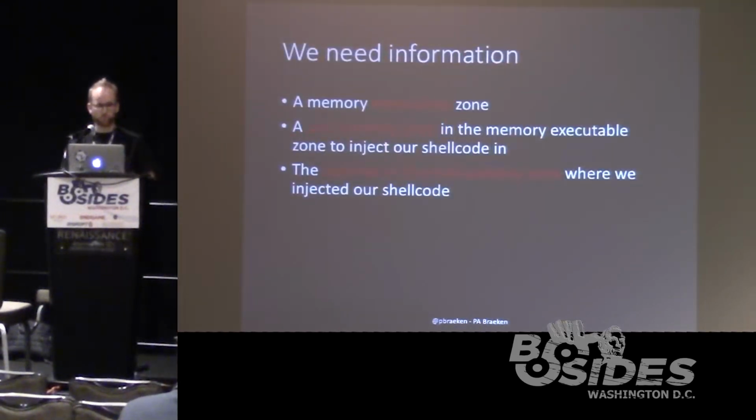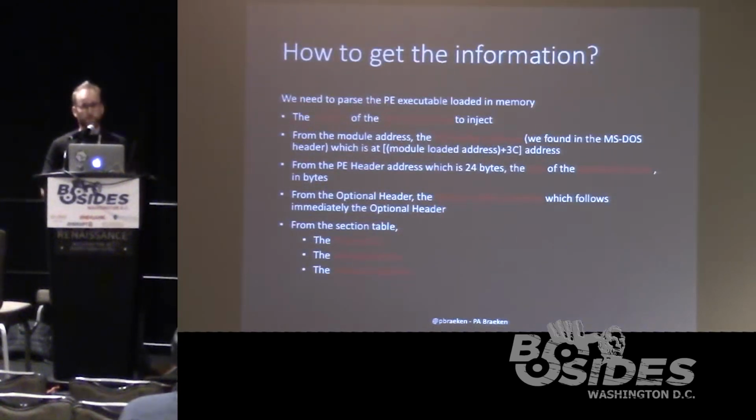So to do that, you need to get a memory executable zone somewhere. You need a null padding zone in this memory executable zone that you get, and you need the address of the null padding zone to execute it, because I give you the hint, to execute it we will just modify the register instruction pointer, and so the next instruction sent to the operating system will be your shellcode. So we will need to parse the portable executable and load it into memory. And it's not very difficult.